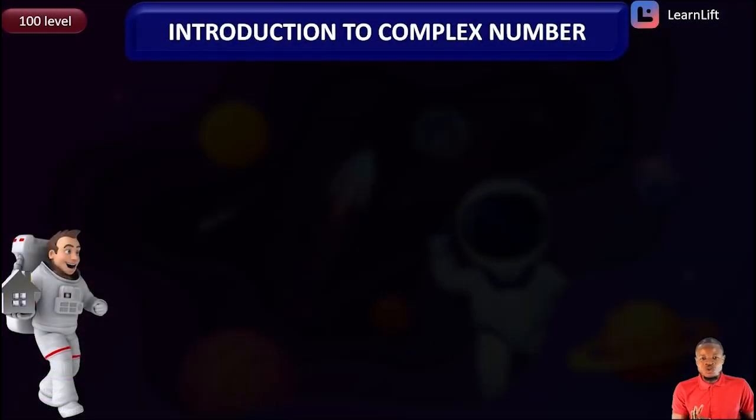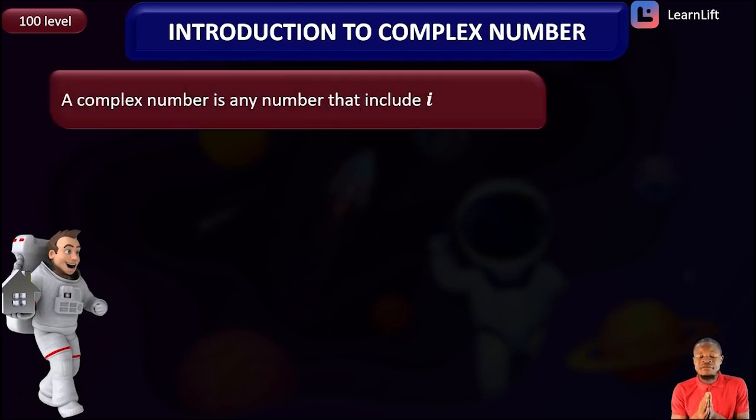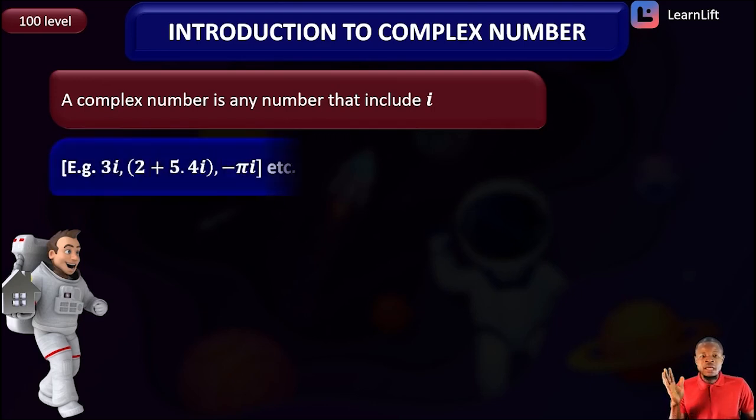Enjoy. I want you to note this, that when you hear the word complex number, these are groups of numbers that carry i. So a complex number is any number that includes i. When anything is written and then you see i at the back of it, be rest assured that that's a complex number. Now, e.g., when I have 3i, so when you are given something of this nature, let's say we have our 3i, because it has i, it is a complex number.